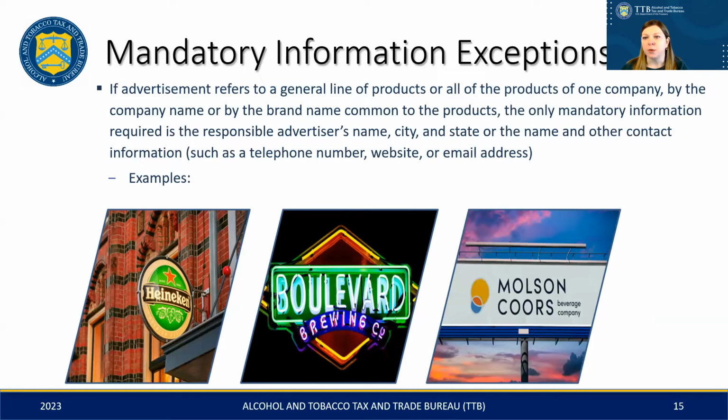There are two exceptions to the required mandatory information that apply to advertisements for all commodities. The first exception applies if the advertisement refers to a general line of products or all of the products of one company by the company name or by the brand name common to the products. If the advertisement refers to the company name or the brand name of a product line, the only mandatory information that is necessary is the responsible advertiser's name and address, or name and other contact information such as a telephone number, website, or email of the responsible advertiser.